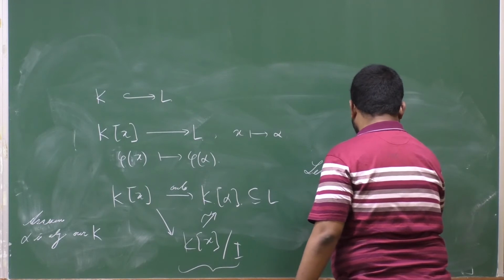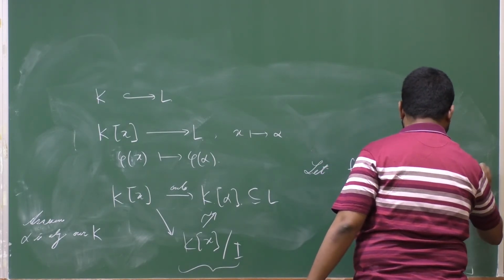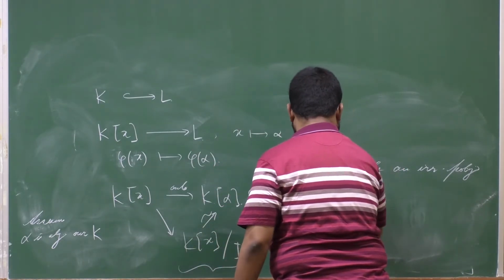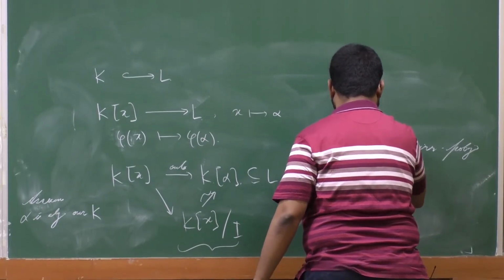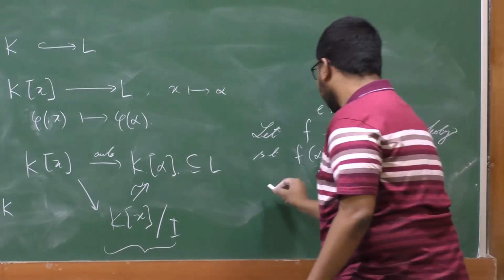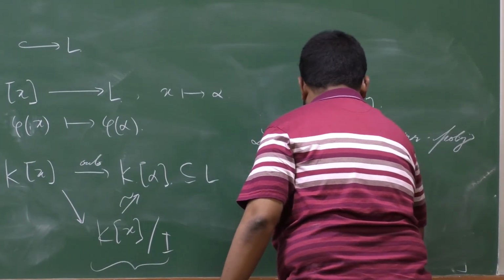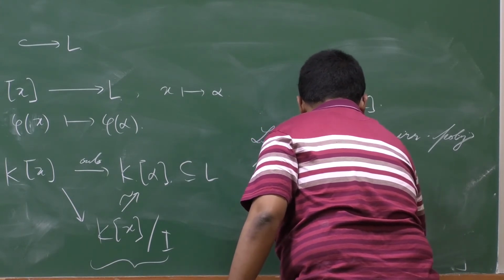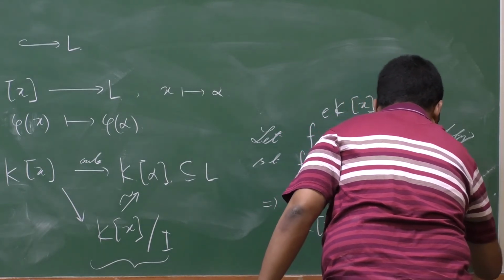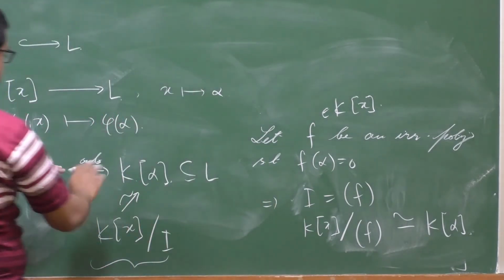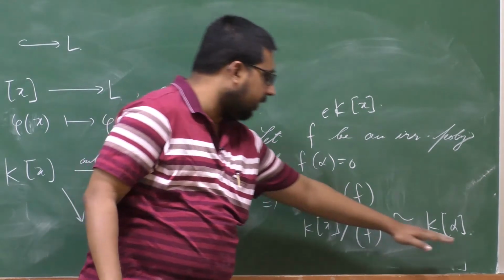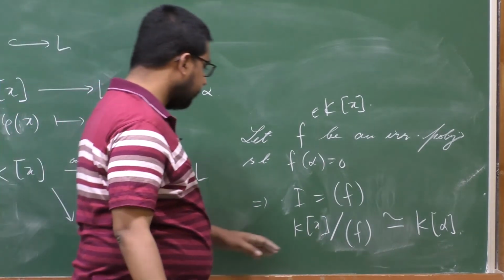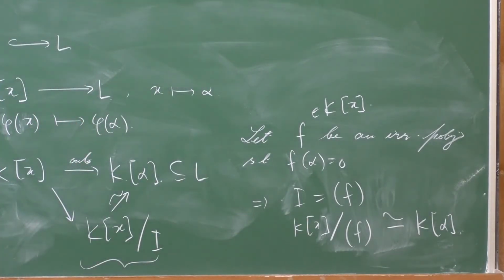So let f be an irreducible polynomial such that f(alpha) is 0. Here I should say over K[x]. Then this ideal I has to be generated by f, and consequently we obtain K[x]/(f) isomorphic to K[alpha]. Remember that in a general scenario, K[alpha] is just a ring that contains K and alpha. But now it further assures that K[alpha] is not only a ring, it has to be a field as well.